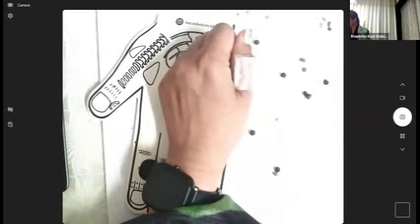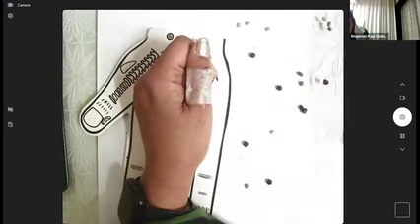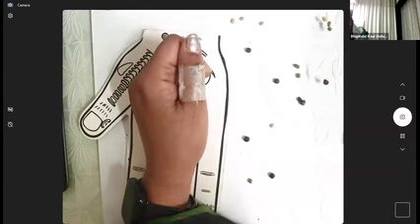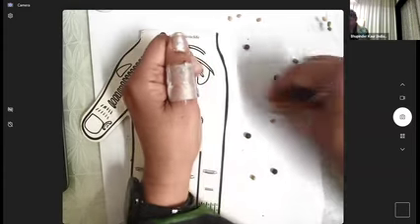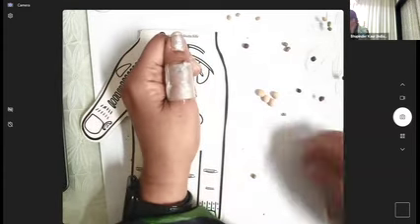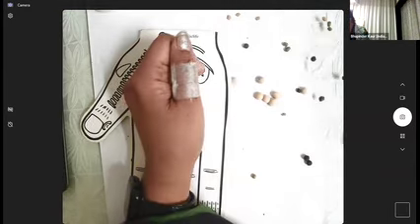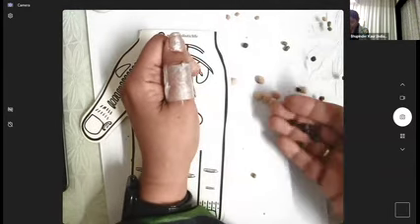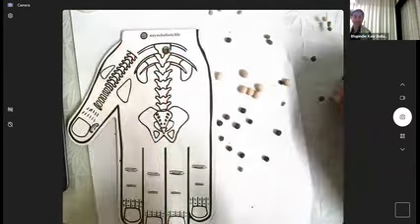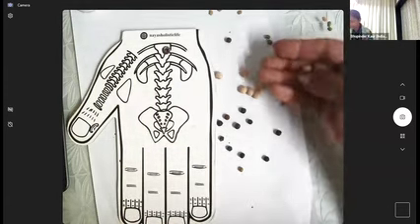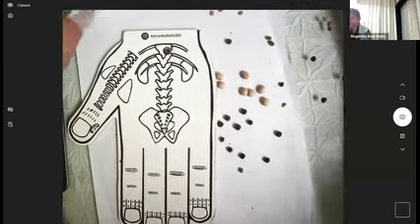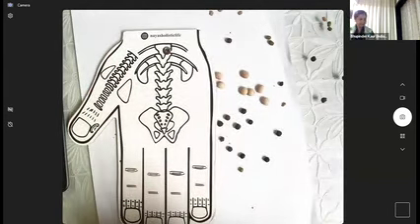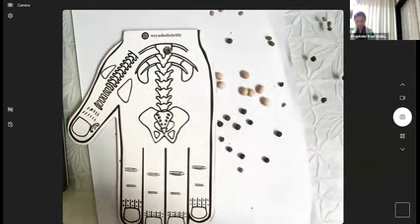So we can use these seeds. Also, you can use black pepper, but big size. So this is a good seed. You can use peas, dry peas, with the help of paper tape.